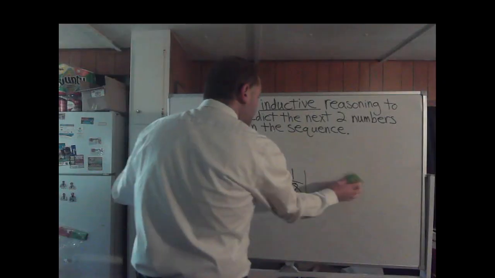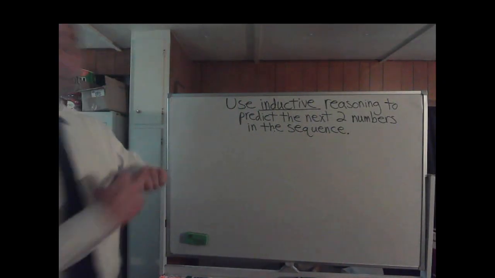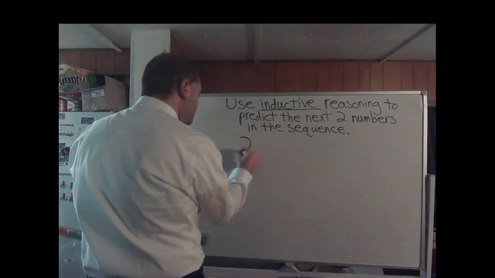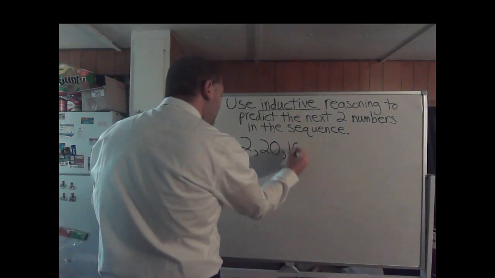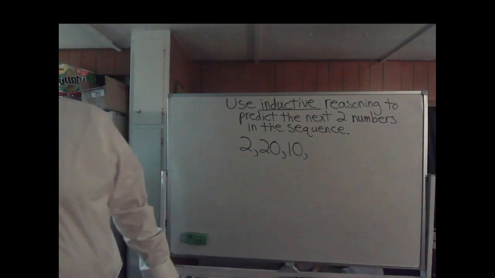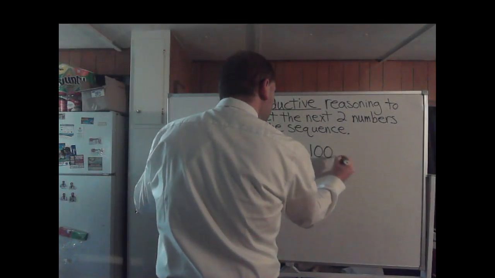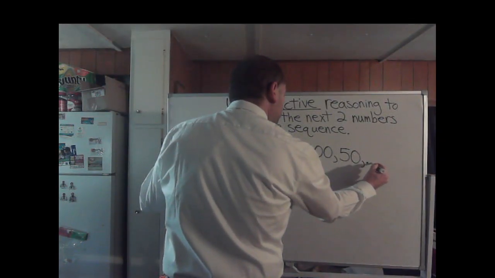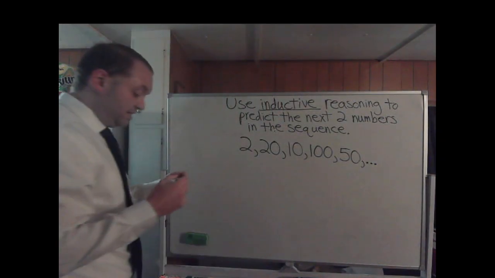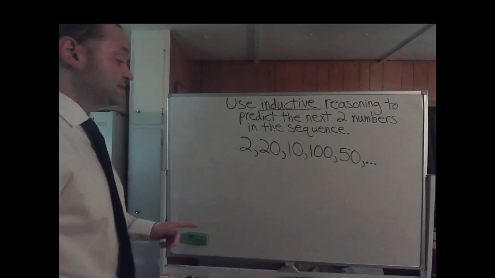Then there is one more. This one's going to be a fun one. We have 2, 20, 10, 100, 50, and then it keeps on going. We got to use inductive reasoning to predict the next two numbers in the sequence.